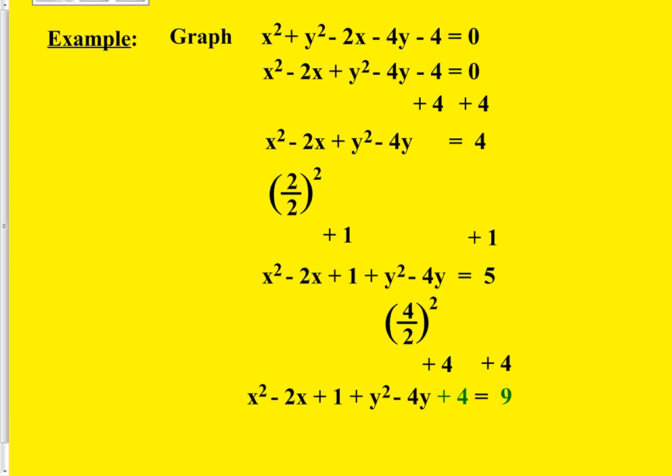Now what we have is this new equation: x squared minus 2x plus 1, that's our x, y squared minus 4y plus 4, that's our y, and this is all equal to 9. The reason we've done this is because we have created two perfect square trinomials. That means that these three x terms can be combined into a binomial to the second power, and the three y terms can be combined into a binomial also to the second power.